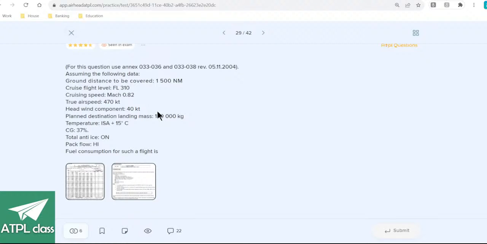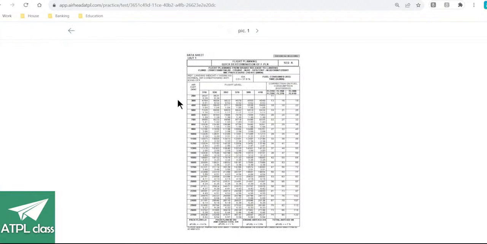For this question, use Annex 3336. Assume the following distance. Fuel consumption on such a flight is. Oh, so we've got things to do. Right. Ground distance to be covered, 1,500 nautical miles. Flight level 310. Mach .2 and 470 knots. Headwind plus 40. Planned landing mass is 140,000. ISA plus 15. CFG, and then we've got corrections, fuel consumption.